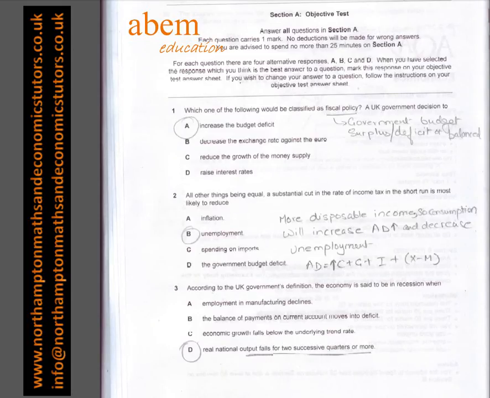A UK government decision to... It's answer A, increase the budget deficit. We know budget deficit means when the government is spending more than what it is receiving in tax revenues. So you need to now figure out what a budget surplus is.